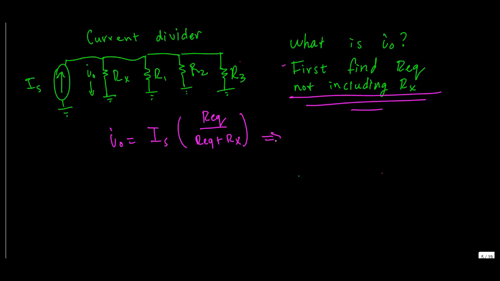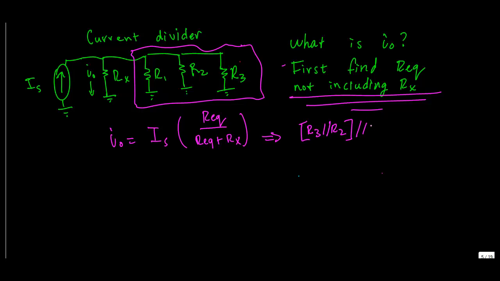So basically what this means is R3, R2, and R1 are in parallel. For this block, which would be our R equivalent, we would just call that R3 in parallel with R2, and then this is in parallel with R1. And this is equal to our R equivalent.